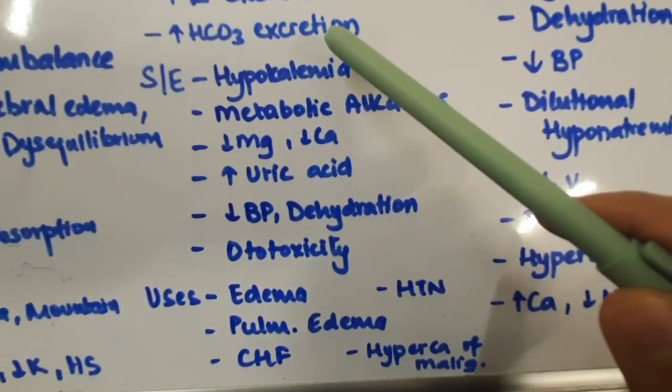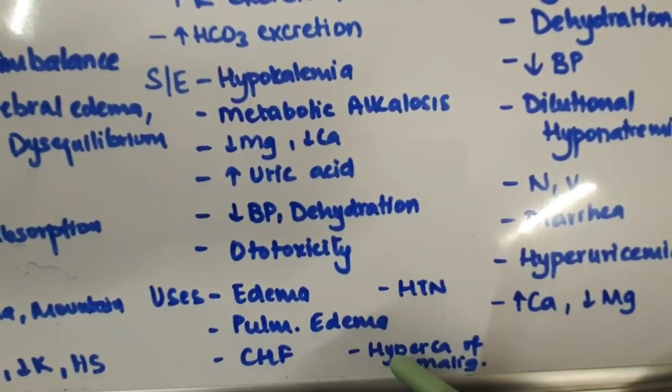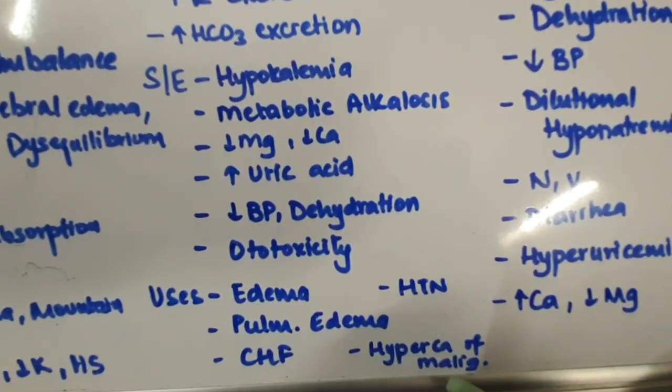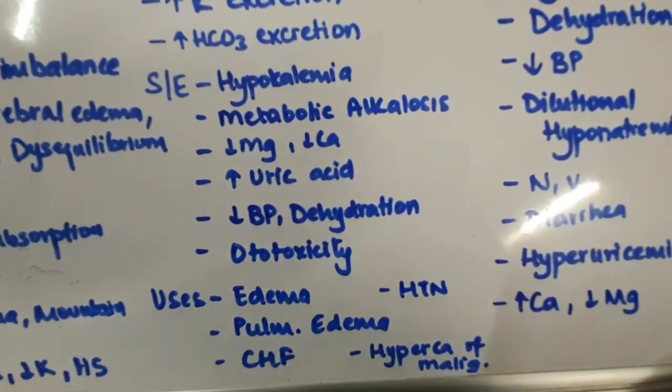Since one of the side effects of loop diuretics is a reduction in the calcium levels, it can be used in hypercalcemia, which is caused due to malignancy, to flush out the excess calcium present in the blood.